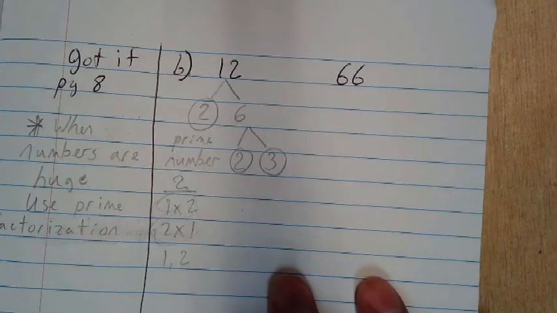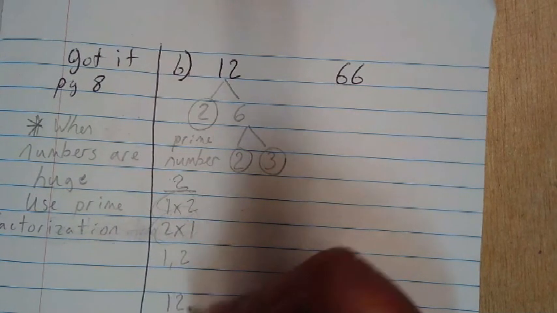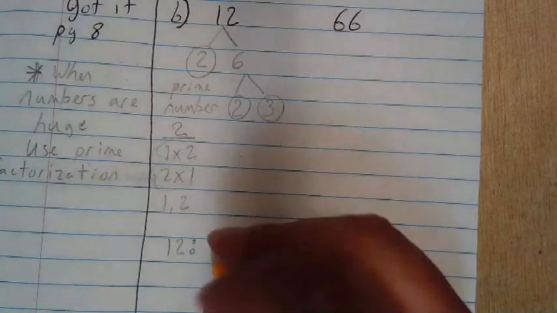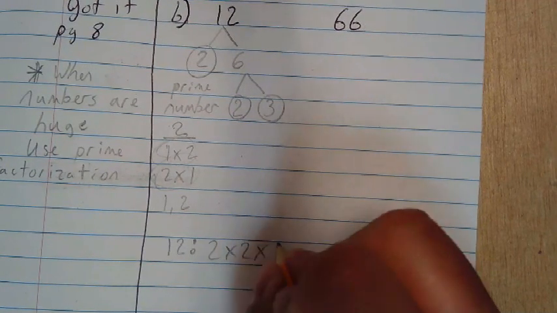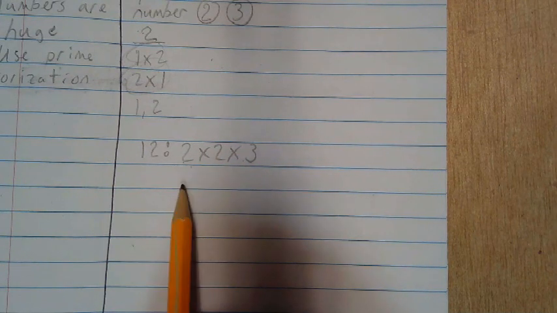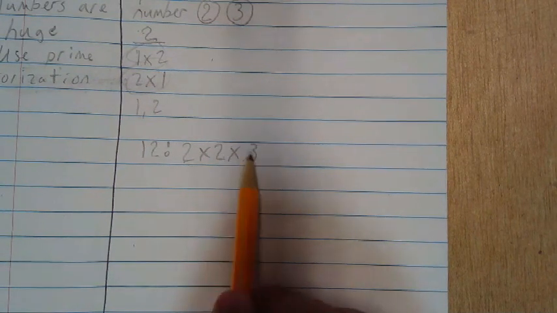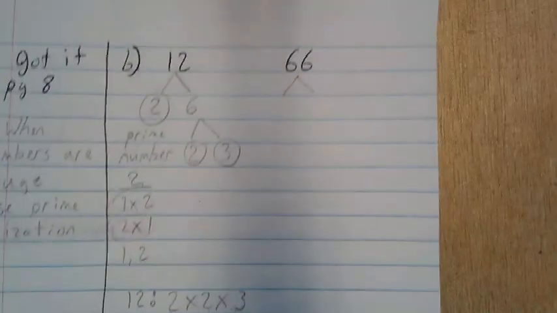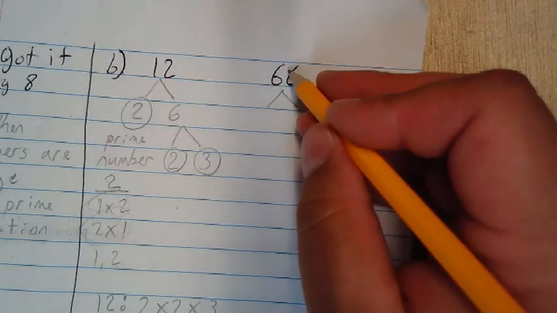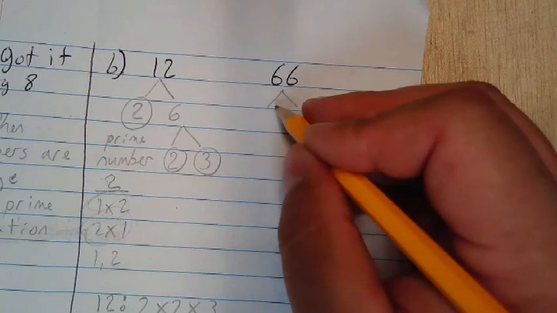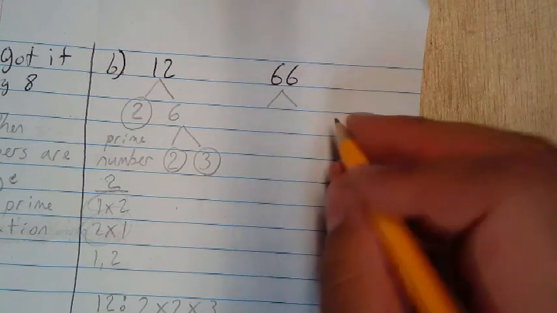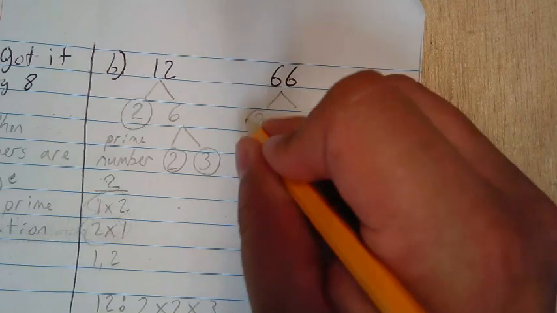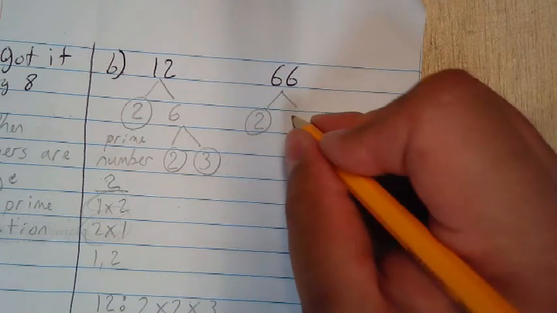Okay, so let me write this at the bottom. The prime factors of 12 are 2 times 2 times 3. Now, if you notice when I multiply these, I will get 12. 2 times 2 is 4, 4 times 3 is 12. All right, 66. Now, there's more than one way to start here. I notice it's an even number. I can start with 2, or I can use 11. Okay, I'm going to start with 2 just because I like using the smallest numbers possible first. 2 times 33.